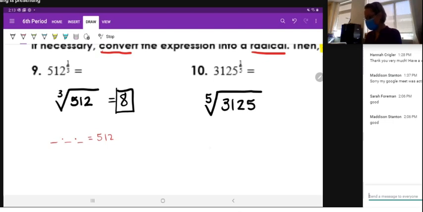We are looking for a number that multiplies to itself 5 times to equal 3,125. So it might take a little bit of calculator work to figure out what this number is. You might try 3 times 3 times 3 times 3, 4 times 4 times 4 times 4. What is it, Mason? What was number 10? Yep, it's 5. When you type in 5 times 5 times 5 times 5 times 5, you get 3,125. So that's our simplified answer, just 5.